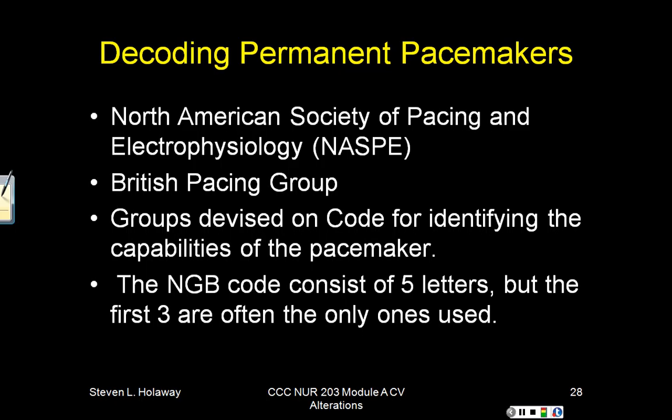So when we start looking at pacemakers, the North American Society of Pacing and Electrophysiology, along with the British Pacing Group, has devised a code for identifying the capabilities of pacemakers. This is called the NBG code, and that typically consists of 5 letters. But what we're going to be concerned about are the first 3 letters. Those are the ones I want you to have a little bit of understanding about.